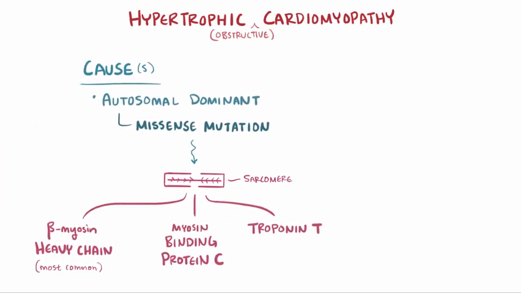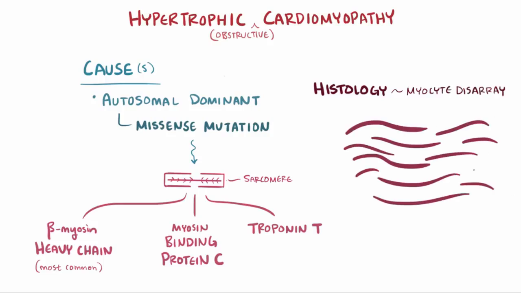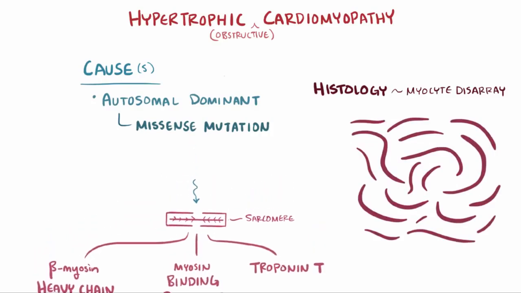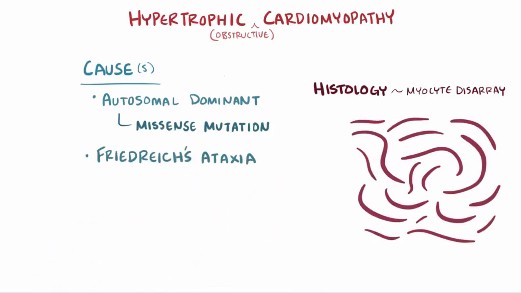A classic finding on histology is myocyte disarray, where instead of making nice parallel lines, myofibers don't line up quite right. Also, people with Friedreich's ataxia, which is an autosomal recessive neurodegenerative disease, often develop hypertrophic cardiomyopathy.